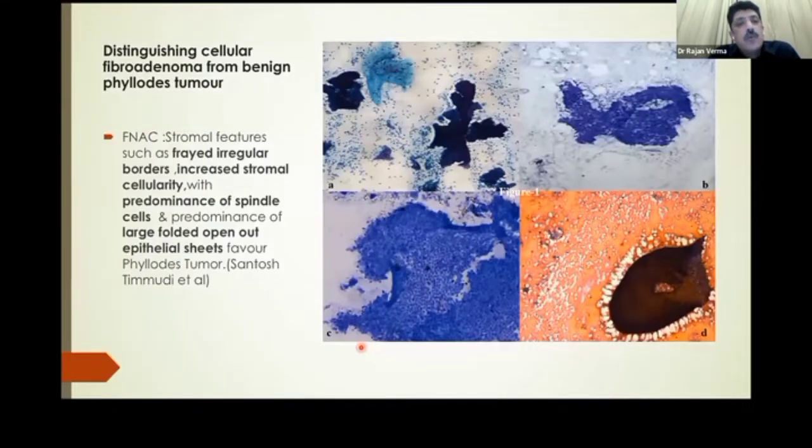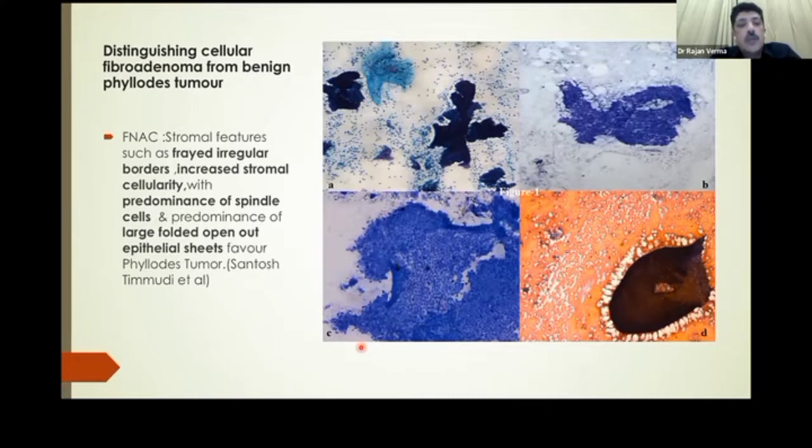Now we come to the cytology in diagnosis of these cellular fibroepithelial tumors. So you have to differentiate between a cellular fibroadenoma and a benign phylloid. Again, it is a challenge for the pathologist who reports every day. We know that both of them constitute the epithelial element islands and the stromal fragments, plus the bare nuclei at the back. So how do we distinguish?